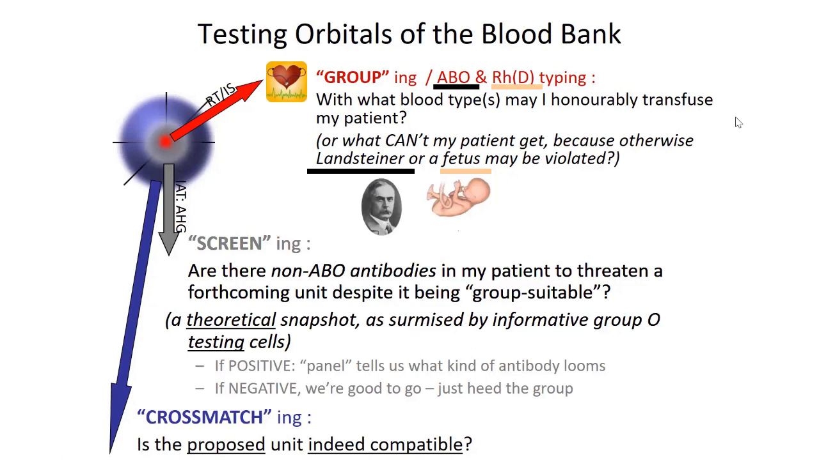There are really three key testing orbitals or philosophies within the blood bank. The nucleus, the core of our interest in testing at room temperature and immediate spin, is establishing the group or the type of the patient. So that is speaking to one's ABO type and their RHD type in terms of pos or neg. This is asking the question, with what blood types may I honorably transfuse my patient, or what can't my patient get conversely, because otherwise Landsteiner or a fetus may be violated.